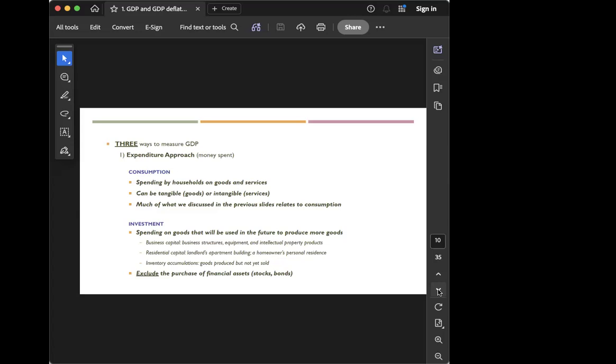The second one is investment, right? In economics, investment does not mean buying stocks and bonds. I know it's confusing, but that is a common misunderstanding. So when we calculate GDP, investment means spending on goods that will be used in the future to produce more goods and services. For example, if a business buys machinery, let's think about it.